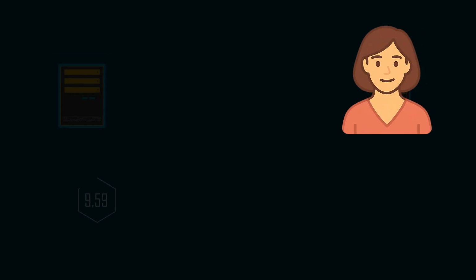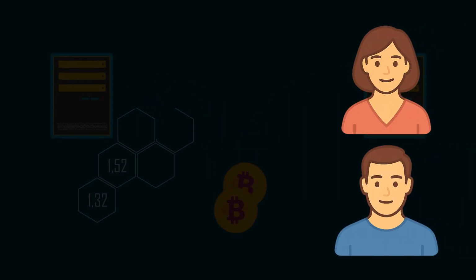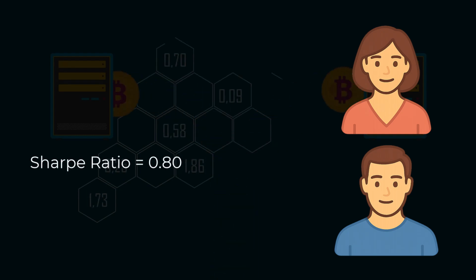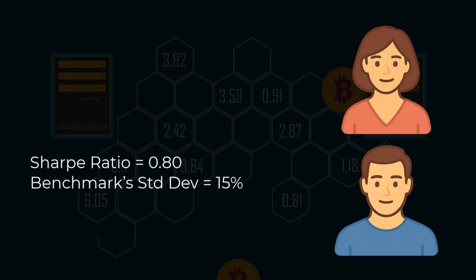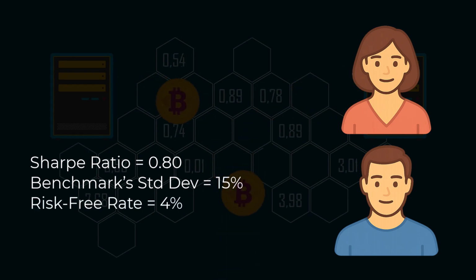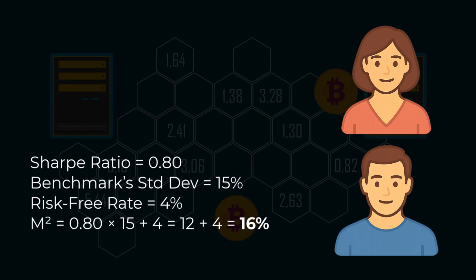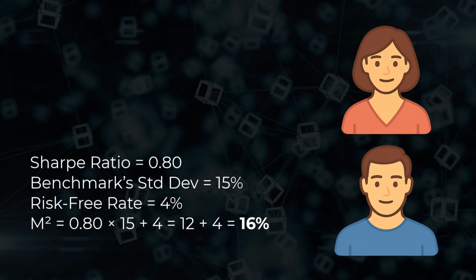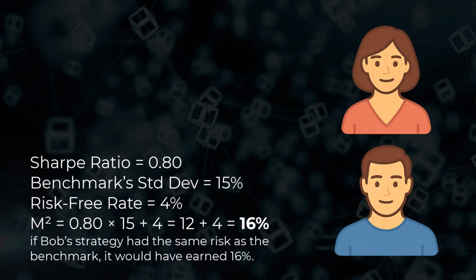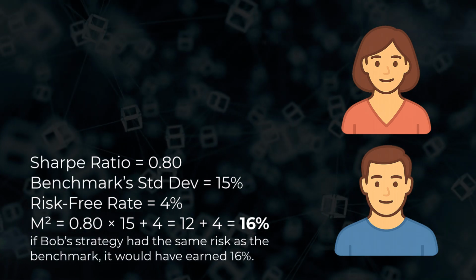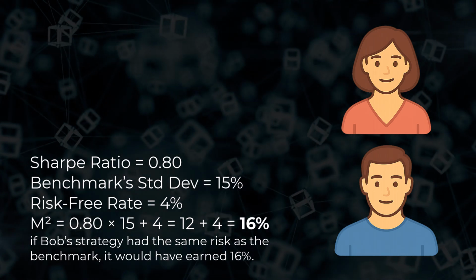So, I'll introduce you to Bob and Alice again. Bob's portfolio has a Sharpe ratio of 0.8. His benchmark standard deviation is 15% and the risk-free rate is 4%. If I plug these numbers into the M-squared calculation, I get a return of 16%. So, Bob's M-squared is 16%. That means that if Bob's strategy had the same risk as the benchmark, it would have earned 16%.